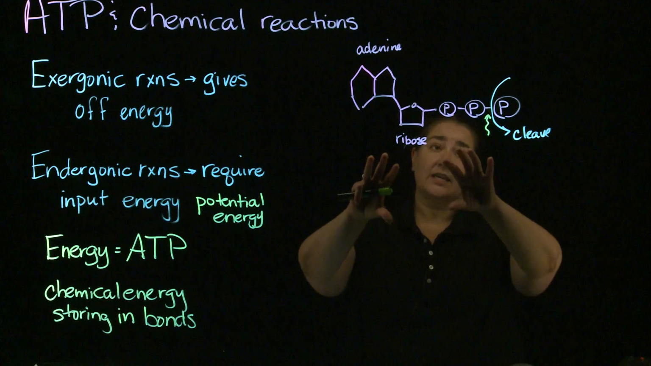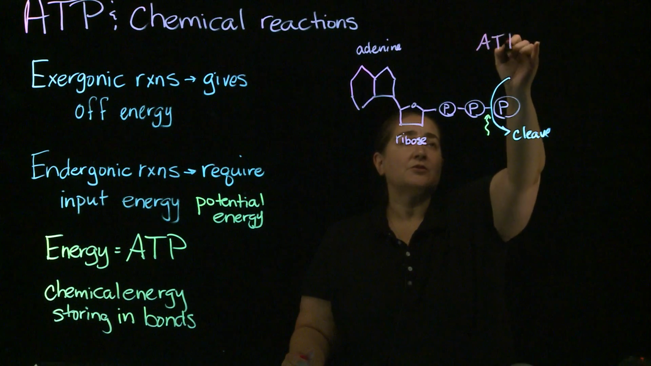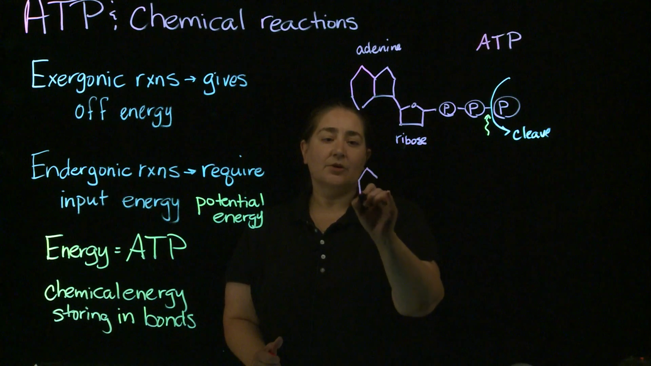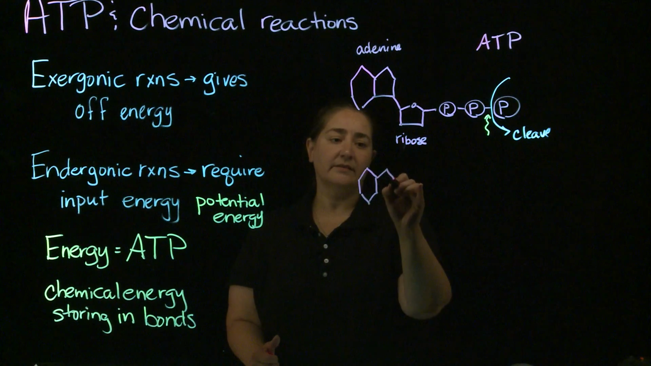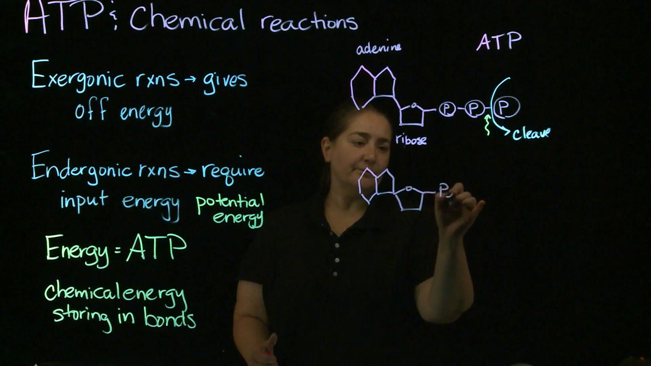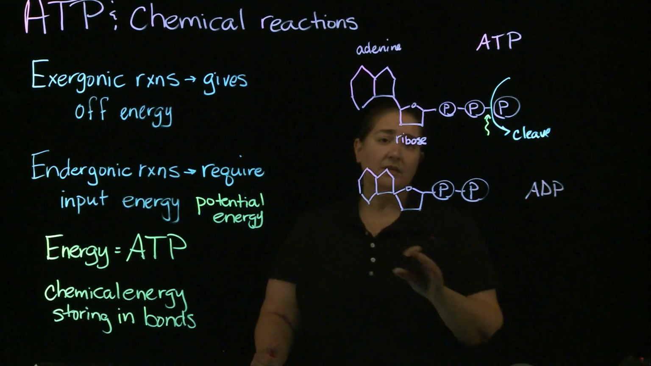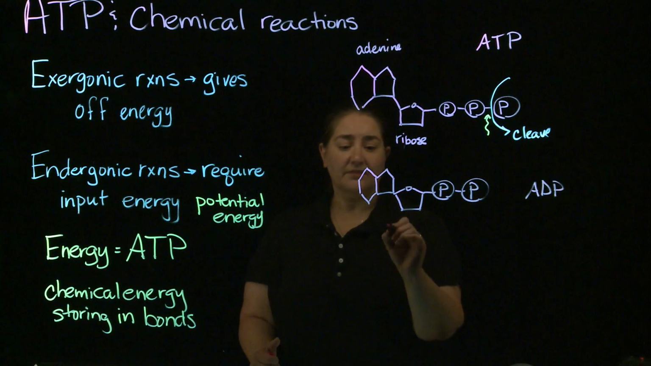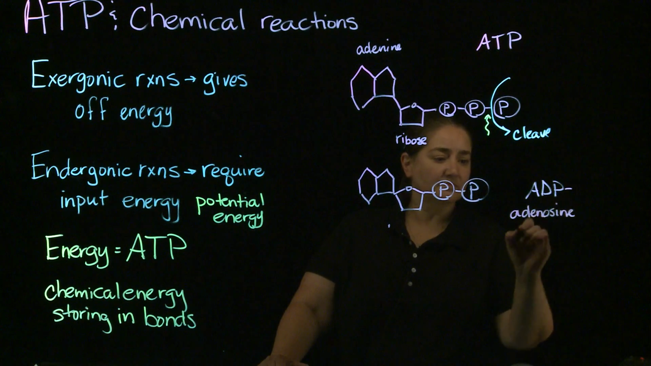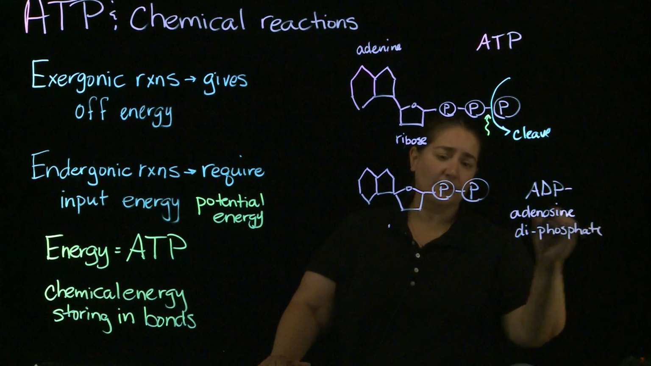And with ATP, let me just write it up here. This is ATP, okay? It's going to go between that and the other form, which is going to be ADP. So this would be adenosine diphosphate, because we only have those two phosphates attached.